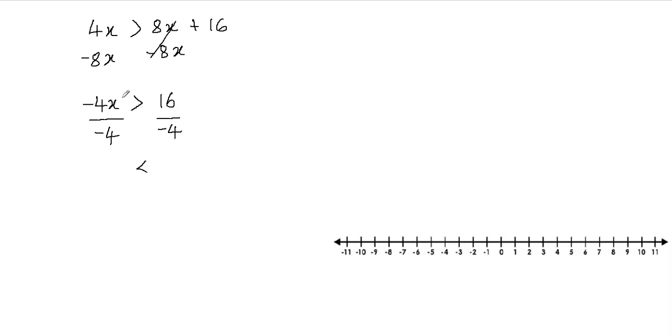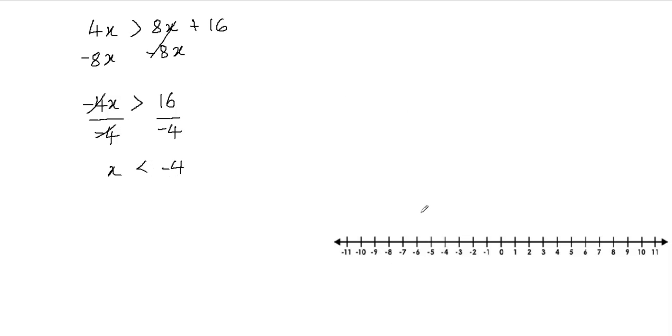You have to remember that when you add or subtract, you don't have to swap the inequality sign. But when you multiply or divide, you have to be careful, because if you multiply or divide by a negative number, you will have to swap the direction of the inequality sign, right? So our greater than sign becomes less than now. And here, negative 4 and negative 4 are going to cancel out each other. We just have x on the left-hand side. On the right-hand side, 16 divided by negative 4 is going to give me negative 4. So my final answer will be x is less than negative 4.